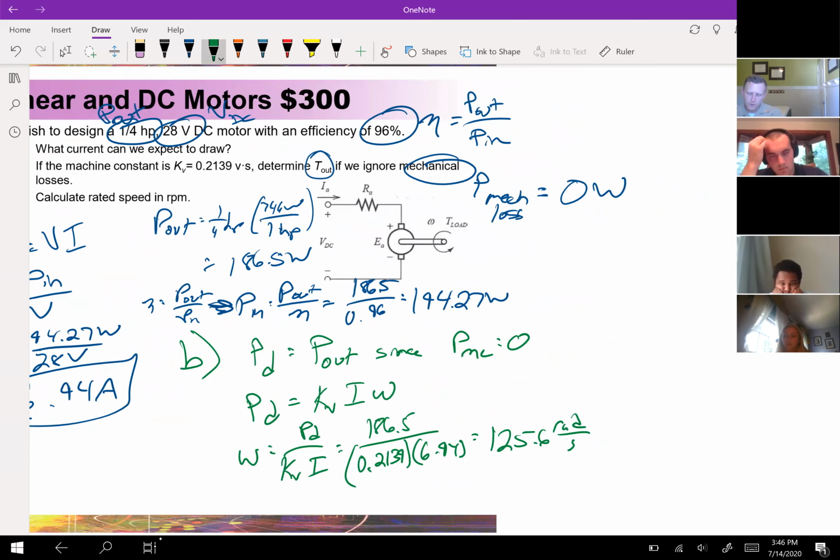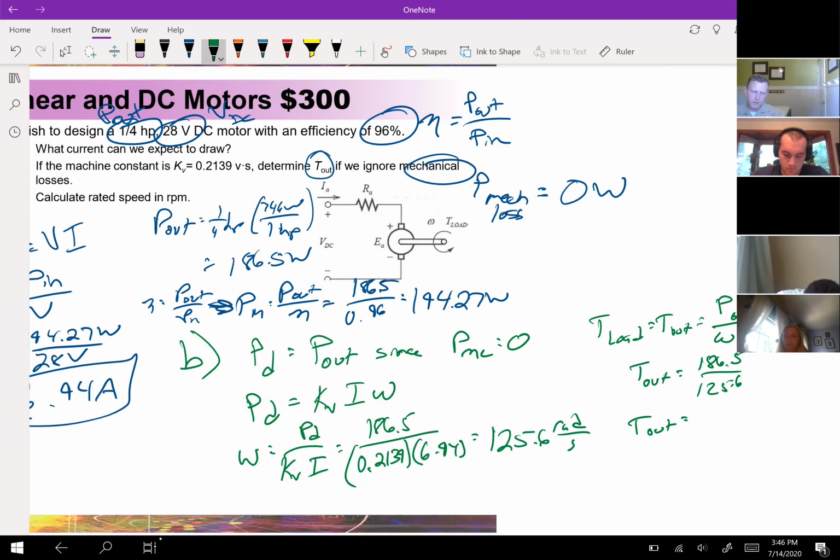So now if I needed the torque of the load, which is the T out, right? Power developed divided by omega. Power developed is 186.5. Because I could also say the power out. Maybe that's more clear because I'm saying the torque out. So the power out is 186.5 and the omega 125.6. And my torque out comes out to 1.485 Newton meters.